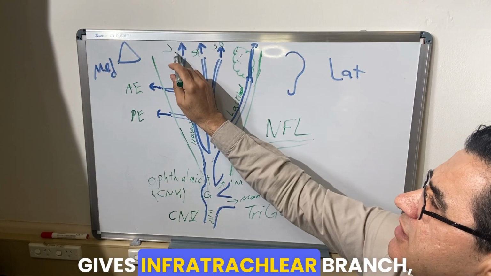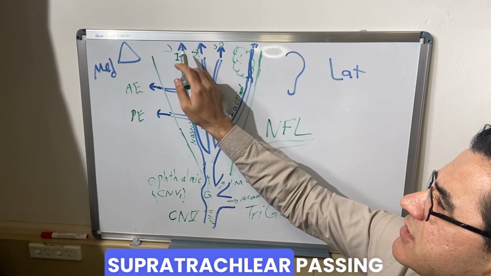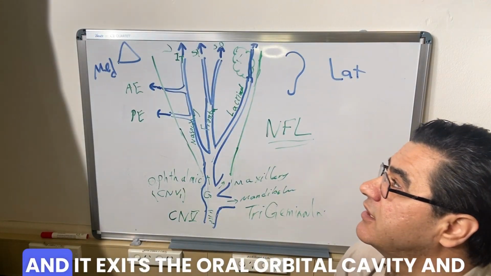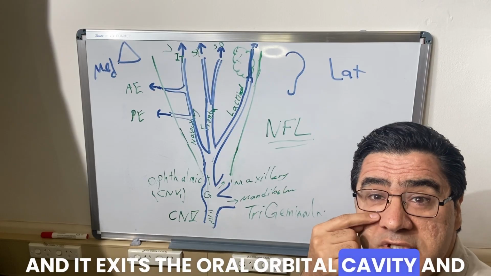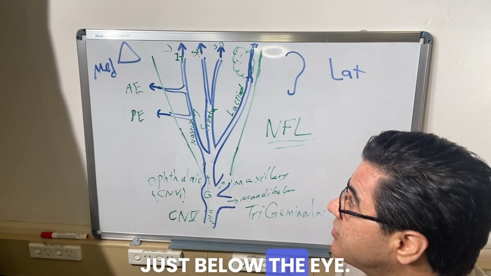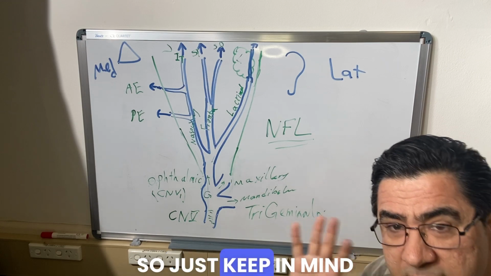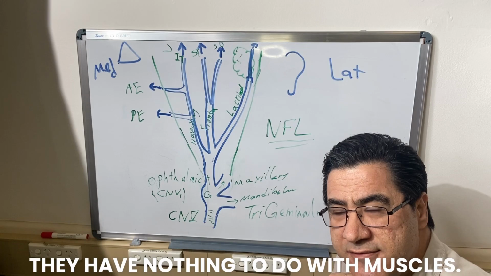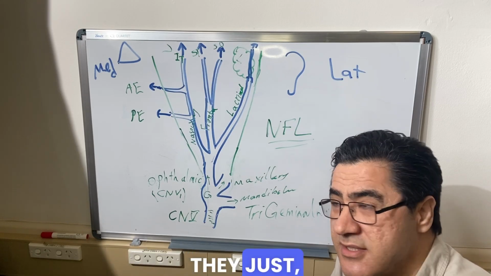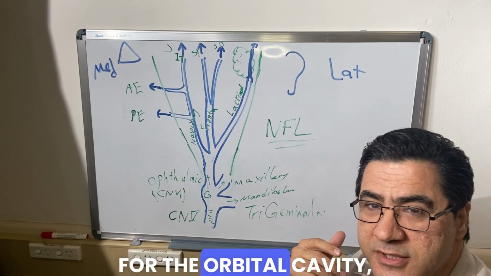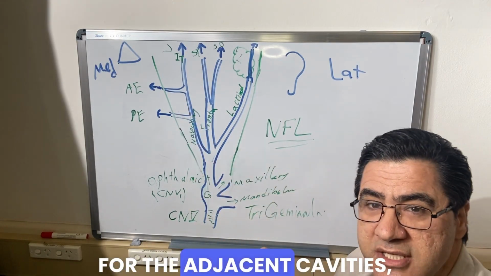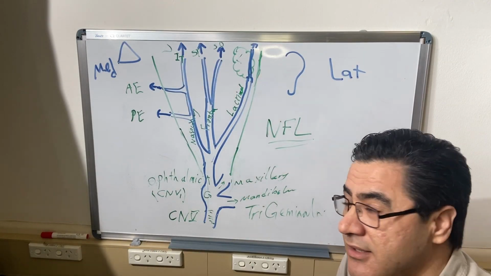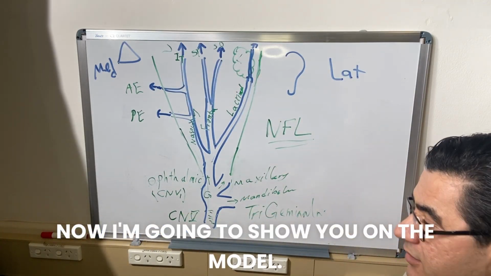And it goes forward and gives the infratrochlear branch. Supratrochlear passes above the trochlea, infratrochlear passes below the trochlea, and it exits the orbital cavity and supplies just below the eye. So just keep in mind, all these branches are sensory, they are not motor. They have nothing to do with muscles. They just provide sensory innervation for the orbital cavity, for the adjacent cavities, for the skin, for the eyeball, for the lacrimal gland. Now I'm going to show you on the model.